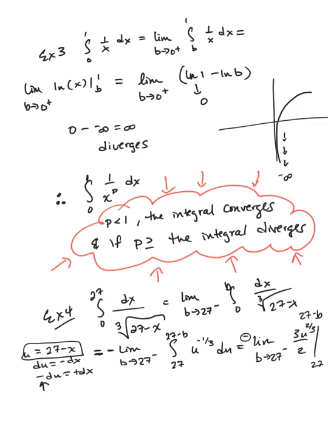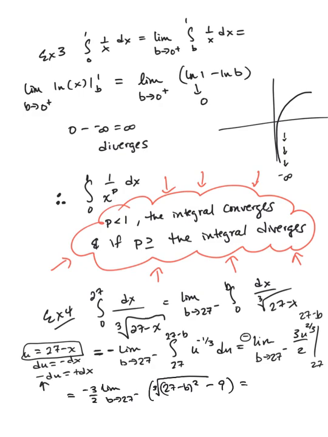continuing on, I'm going to factor out the 3/2. It helps me to keep track of my negative. So I have the limit as b approaches 27 from the left. And then I'm going to put in my upper bound. So that's going to be my u is 27 minus b to the 2/3 power. So I can write that like this. 2/3, and then 27 to the 2/3 power is just 9.